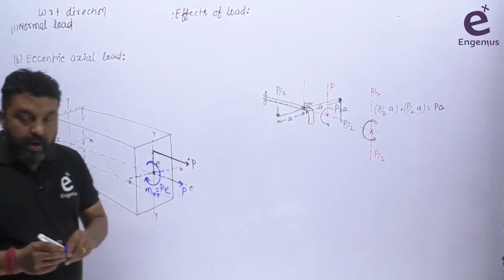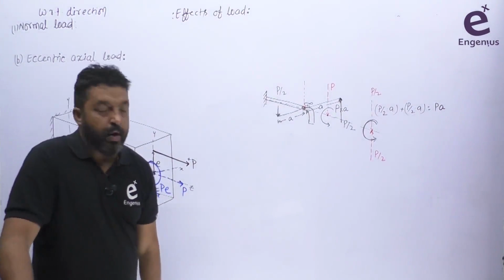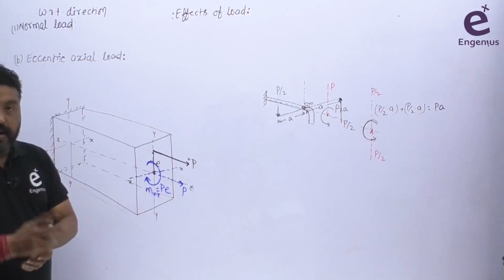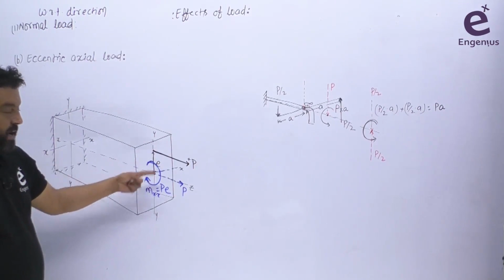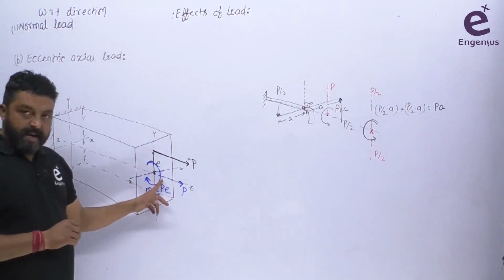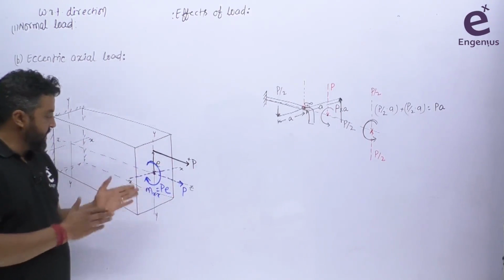Okay, so the P load will also transfer at this point here. In this case, this eccentric axial load will create two things. It will produce a moment and the load is going to transfer at the center. We know if there is an axial load acting like the previous case, there is an elongation.